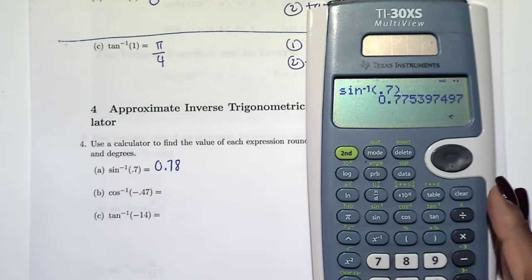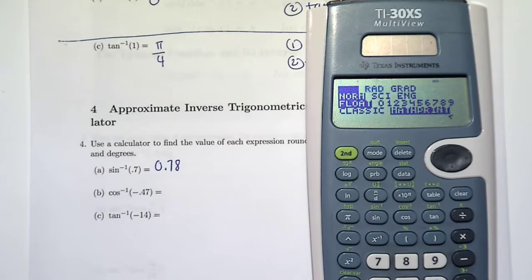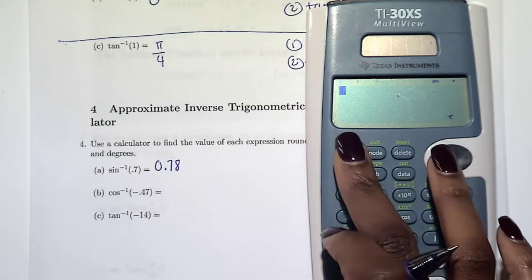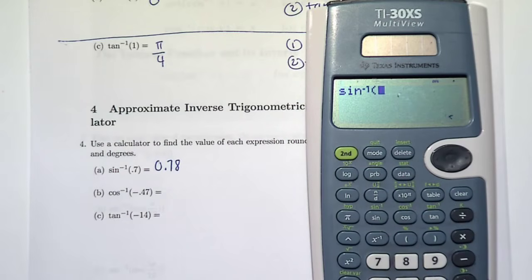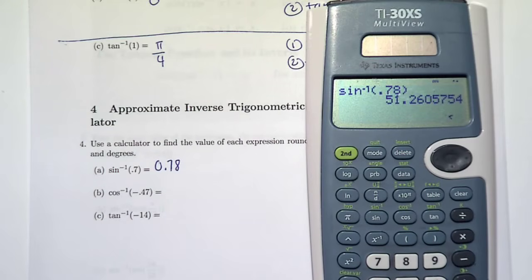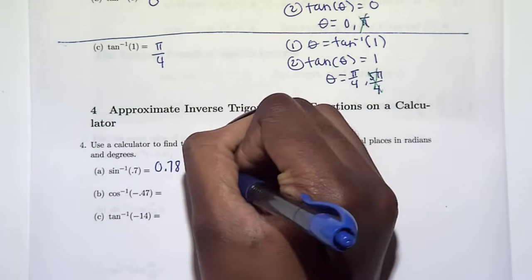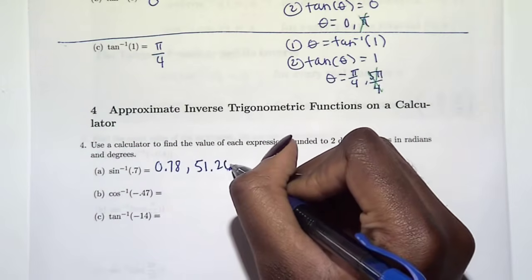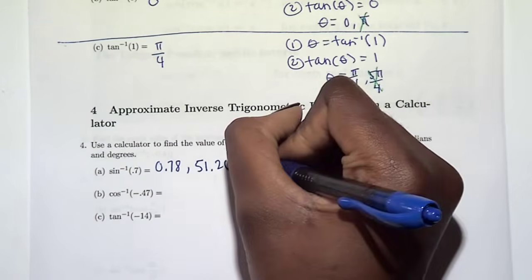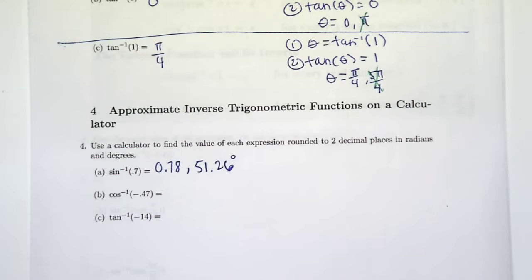All right, if we wanted our answer to be an angle in degrees, we would make sure our calculator is in degree mode. Then you would do the same thing, sine inverse of 0.7 is 51.26 degrees. So these should be equivalent to each other. You can always check and convert them, but these are the same. This is in degrees. So remember, radians doesn't have any units, but if it's in degrees, we need to have our degree symbol, just so we know.